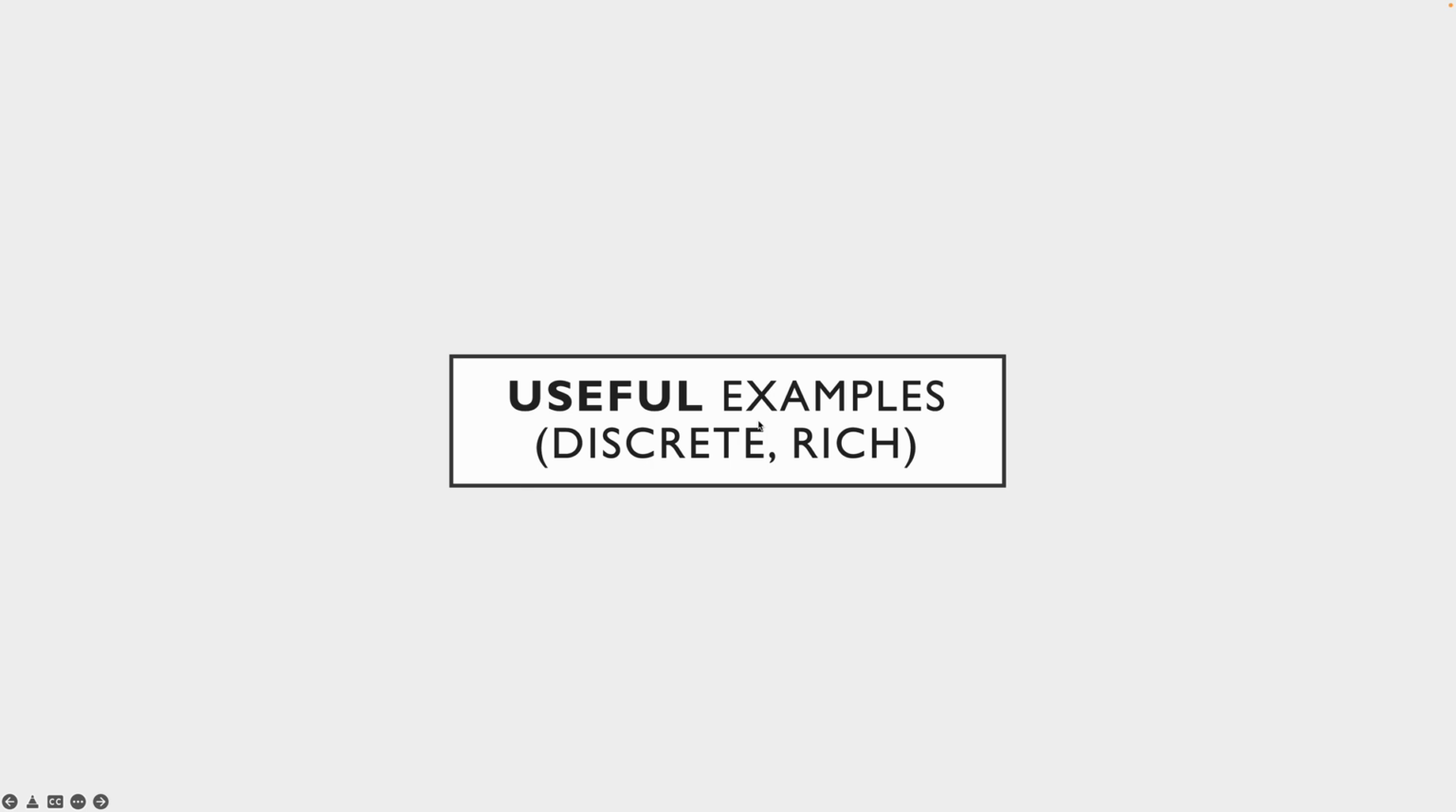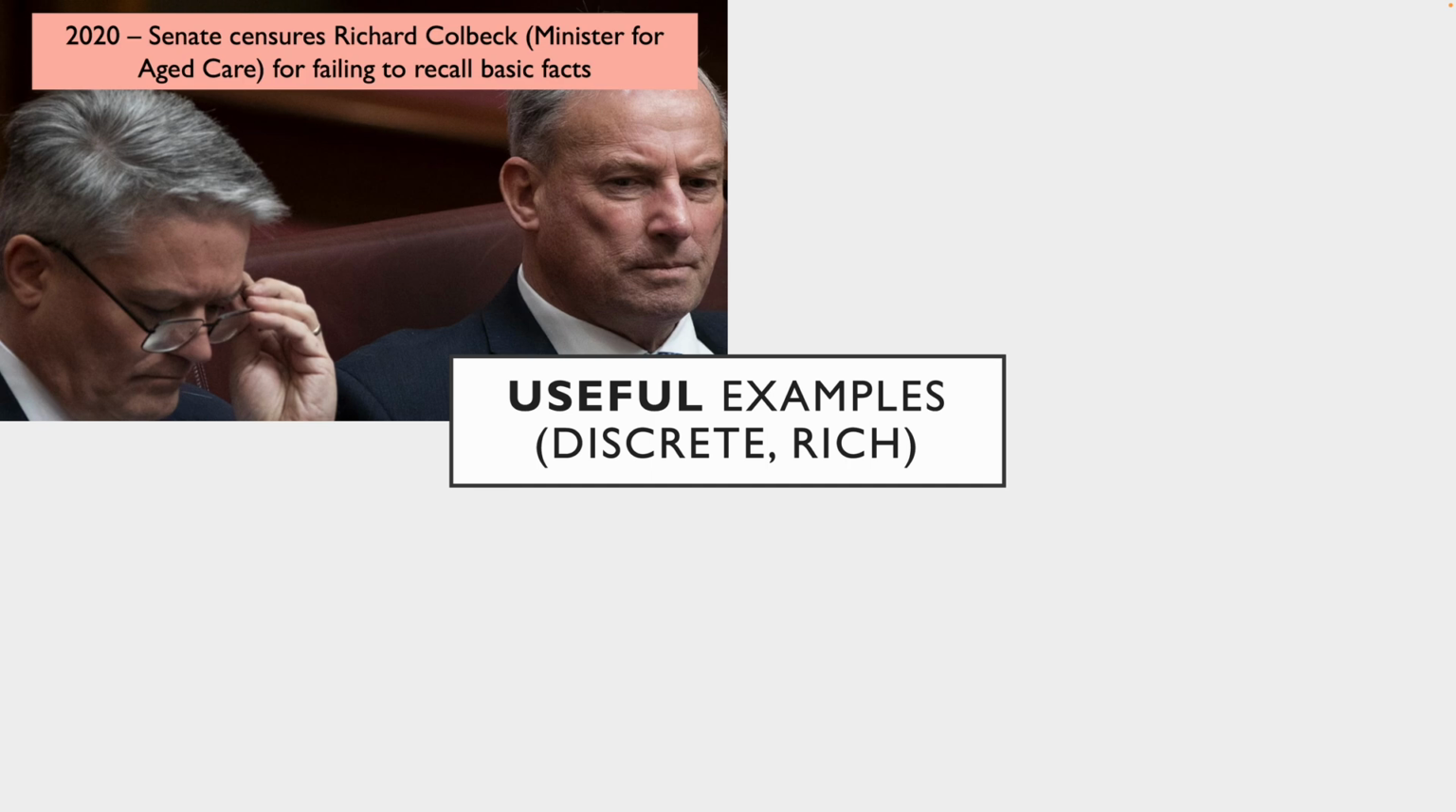So let's find some useful examples that are discrete and rich. Here's one. So, in 2020, the Senate censured Richard Colbeck, who was the Minister for Aged Care, for failing to recall basic facts about the impact of COVID-19 on aged care, in particular how many people in aged care had died as a result of COVID-19. This is a censure motion. It expresses the Senate's disapproval of the minister's conduct. However, because it was in the Senate, Minister Colbeck did not have to resign.